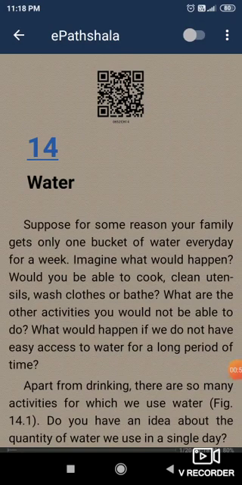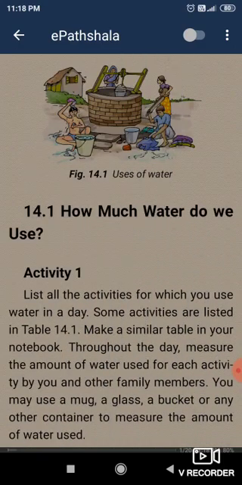Apart from drinking, there are so many activities for which we use water. Do you have an idea about the quantity of water we use in a single day? So, children, how much water do we use?